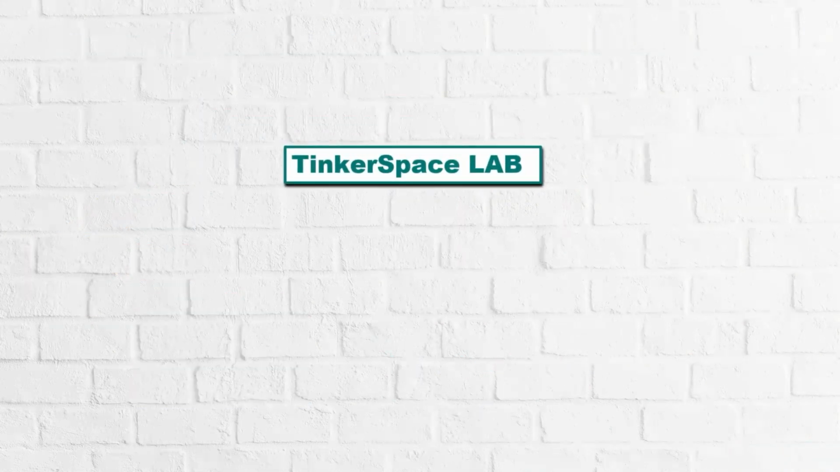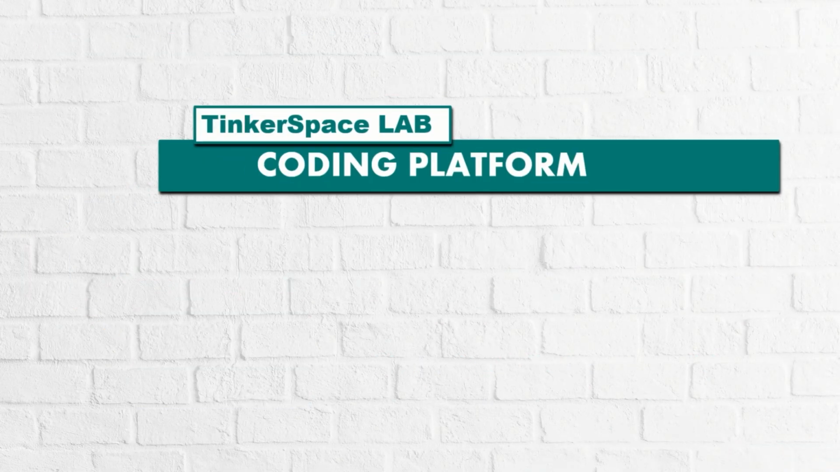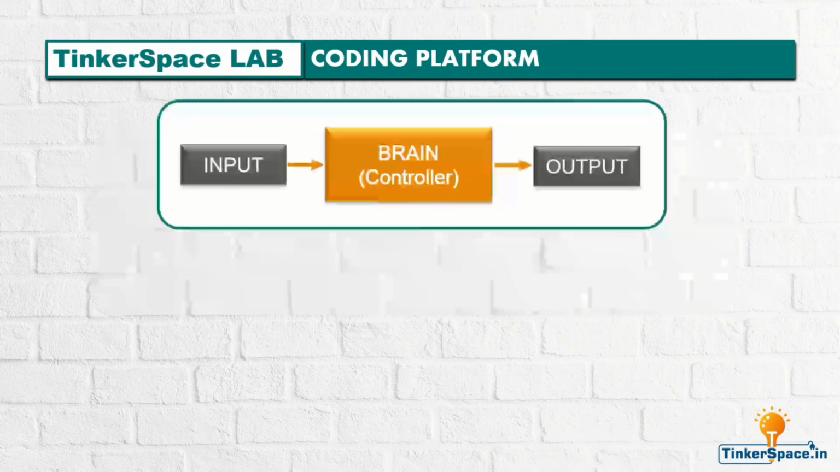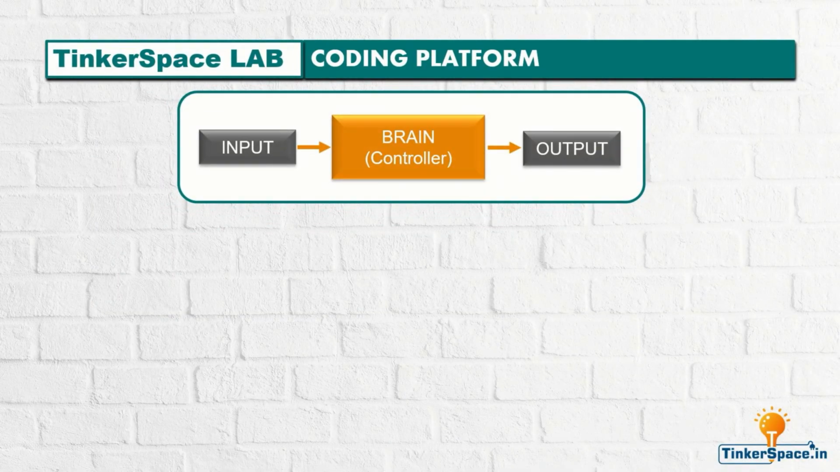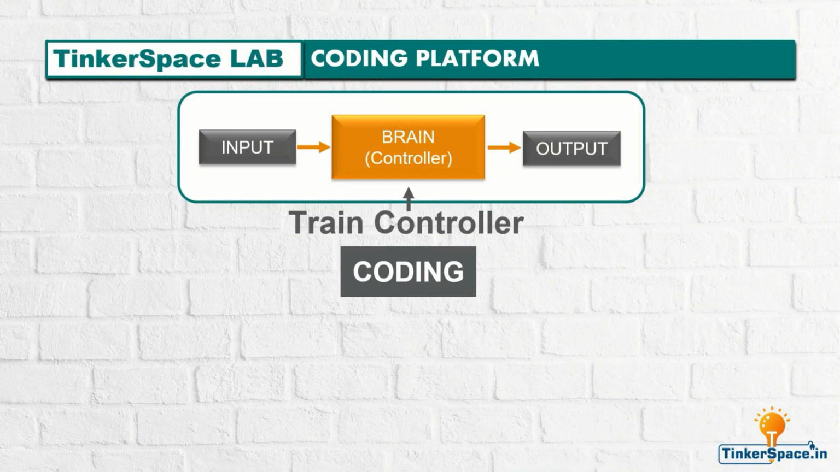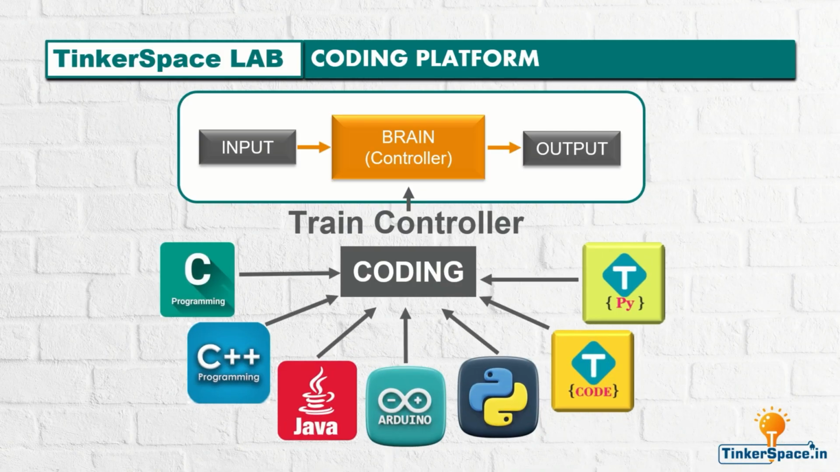Now let's discuss the coding platforms that we use. We do the coding part to train the brain board. We need to give information to the brain depending on how we want to make the project. This training of the brain board is called coding. Coding is nothing but giving information to the brain board. It can be done through various coding platforms like C programming, C++ programming, Java, Arduino, Python, T-Code and TinkerPy.